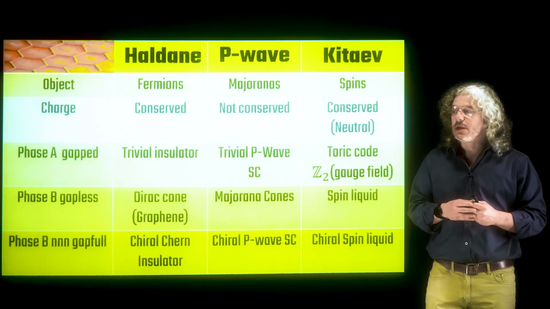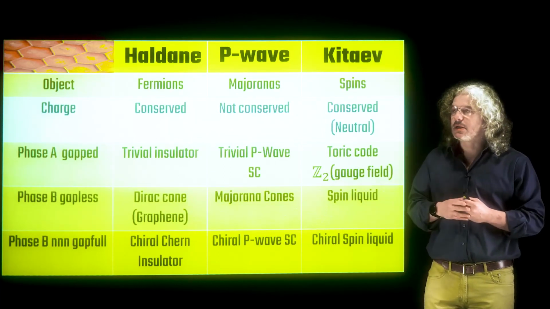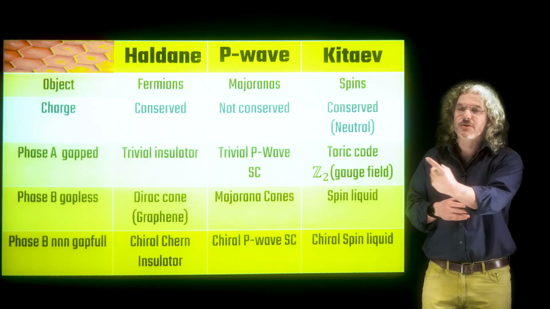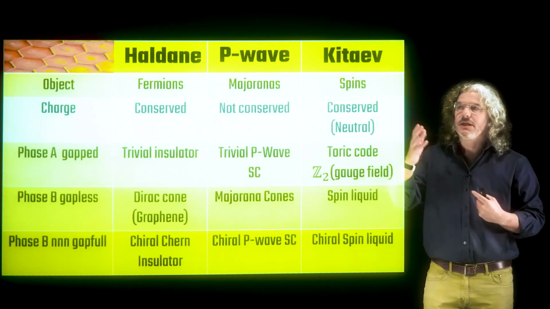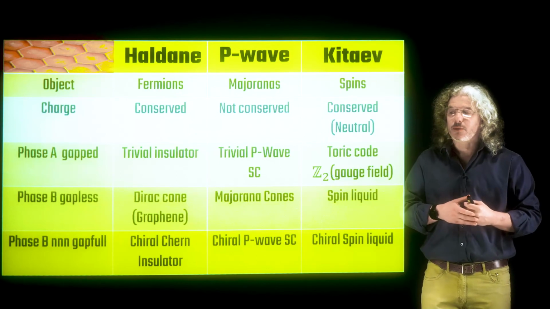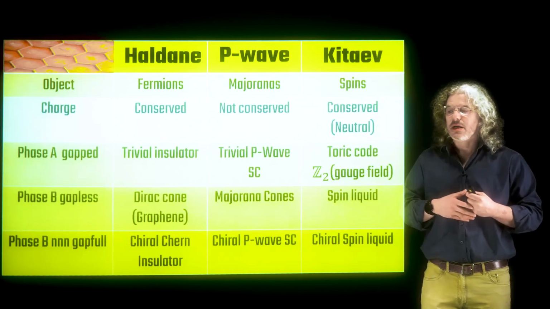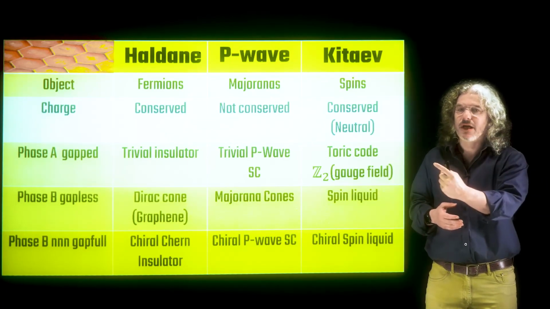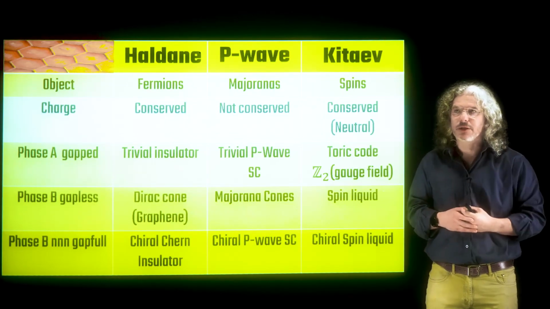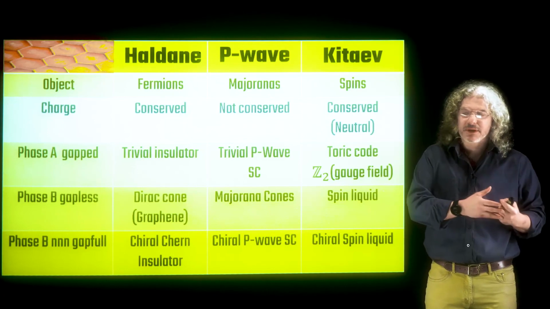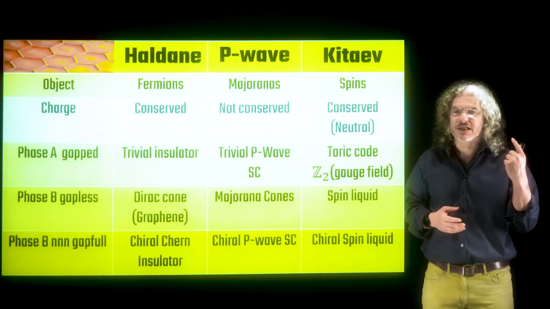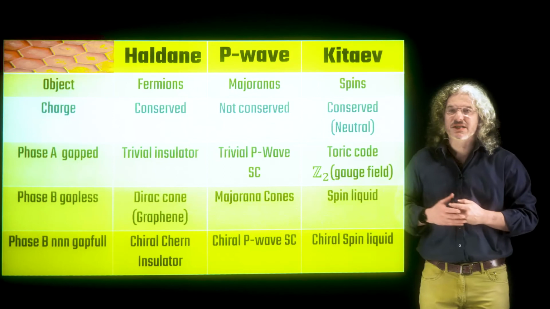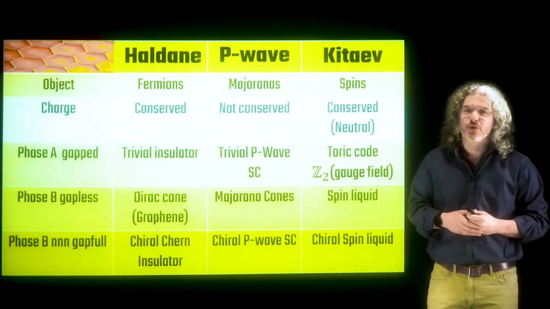Now, when we include next nearest neighbor interaction, in the case of Haldane, we will get the chiral Chern insulator with a fermion edge mode on the edge of the sample. In the case of a P-wave superconductor, when we include this next nearest neighbor interaction, we get the so-called chiral P-wave superconductor, where there is a gap in the bulk, and on the edge we will have a Majorana mode propagating in a certain direction. In the Kitaev case, the bulk is gapped, and there is a chiral neutral mode of spins propagating on the edge. So this was a summary of the first part of the video. Let's now move to the second video.